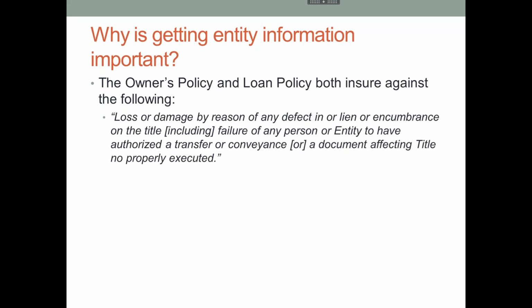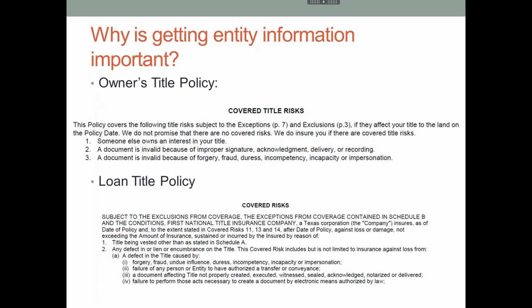So obviously it's very important that we make sure that we have the correct people executing documents for entities and companies that are not individuals. And I wanted to give you guys two good examples, on both the owner's and the loan policy, where it specifically states this information. So on your owner's title policy, it says right here, a document is invalid because of improper signature. And then number 3, a document is invalid because of incapacity or impersonation. Now, incapacity, meaning they did not have the legal capacity to sign this document. So whether that be through a corporate resolution.